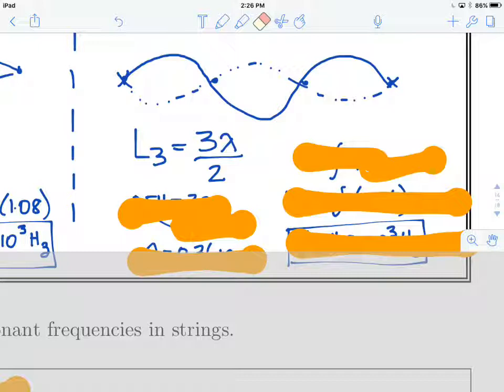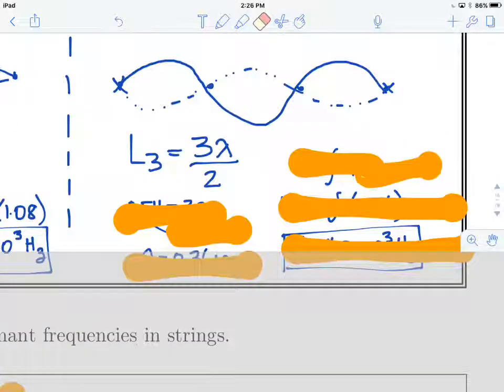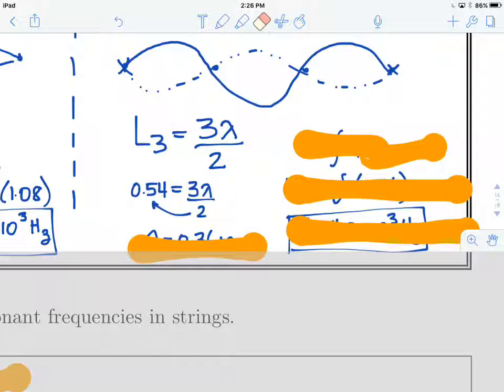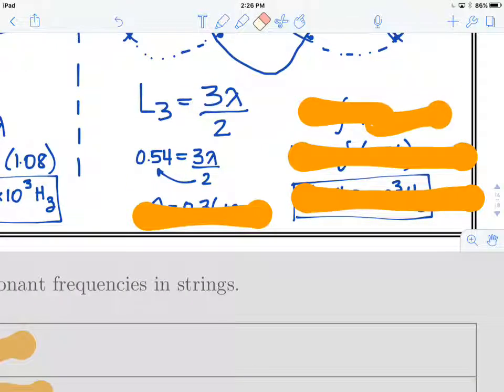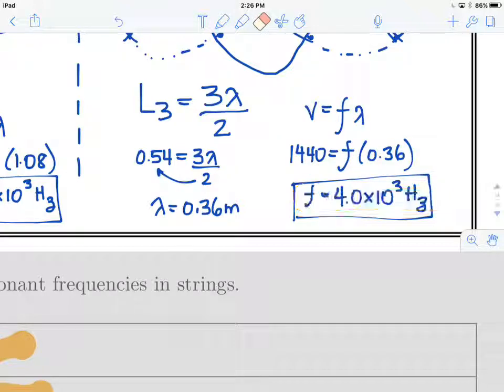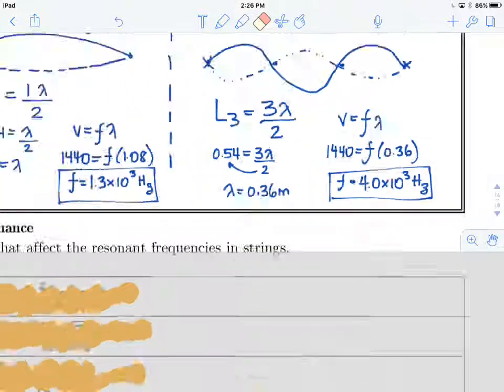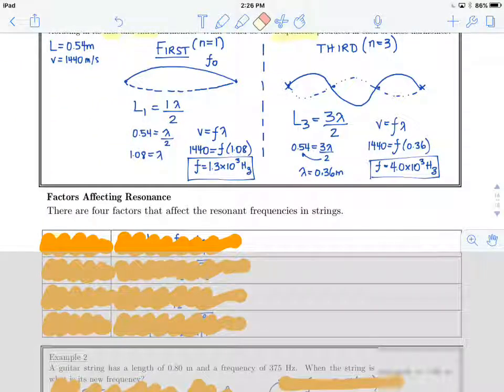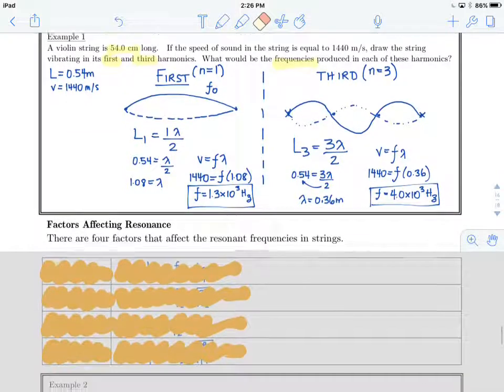In this case, the third resonant length is equal to 3 lambda over 2, right? Because n is equal to 3 in this case. So we can do something similar. 0.54, which is the length of the string, is equal to 3 lambda by 2. And if we solve for lambda, we get 0.36. Sub that into v equals f lambda, and we find that the new frequency at the third harmonic is 4,000 hertz, 4.0 times 10 to the 3. This is a very typical question for how we deal with resonant lengths on strings.